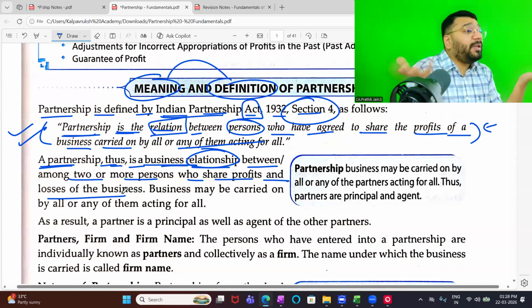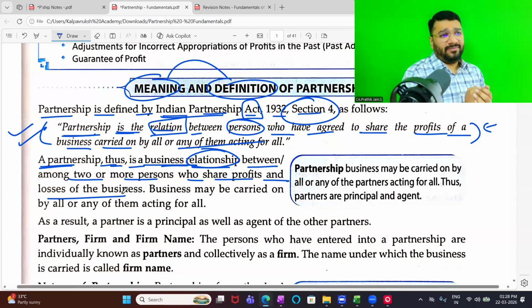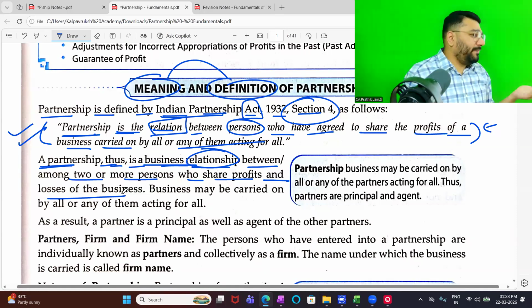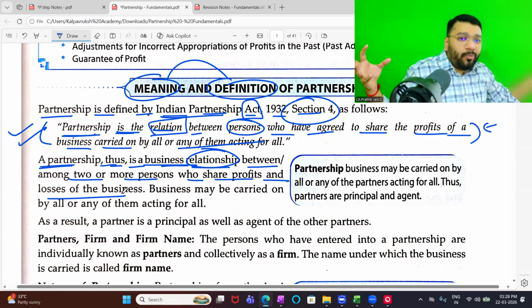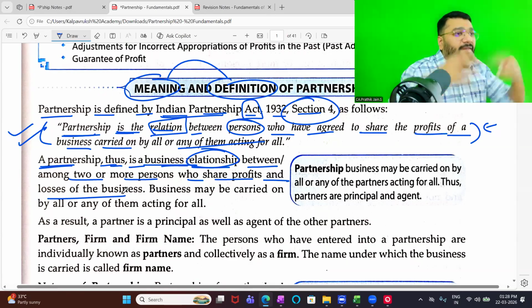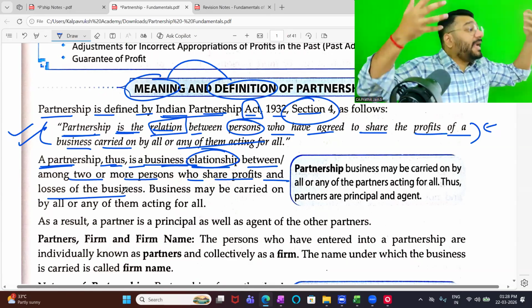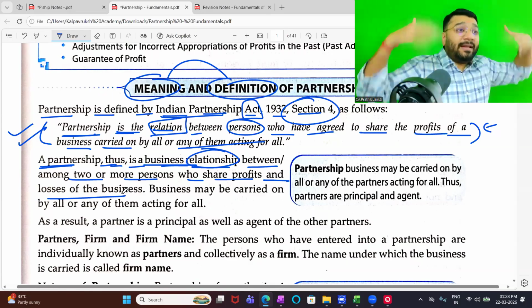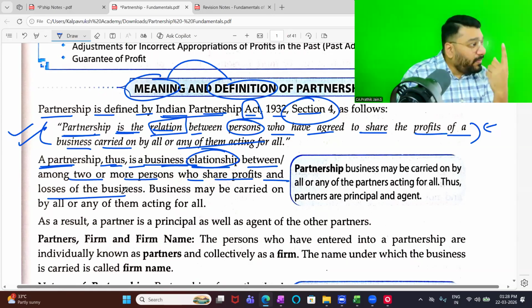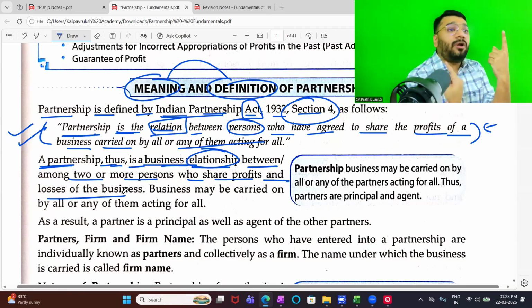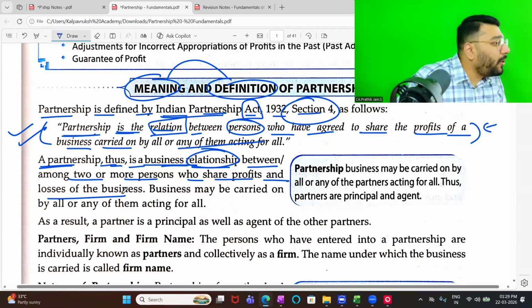So two or more people come together to do business. Do business for what? To make profit. But when profit comes, loss can also come. So two or more people come together with the intention to do business and share profit and losses. And this business can be conducted by all the partners together, or any one of them can do the management on behalf of all. Got it, not got it?